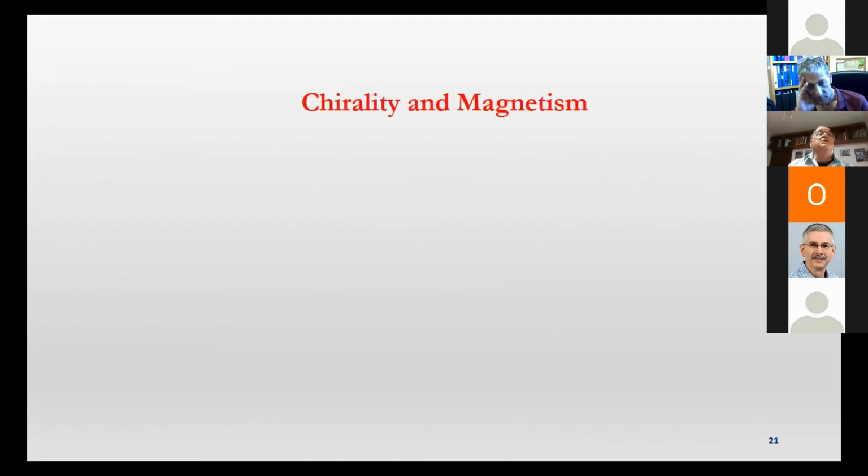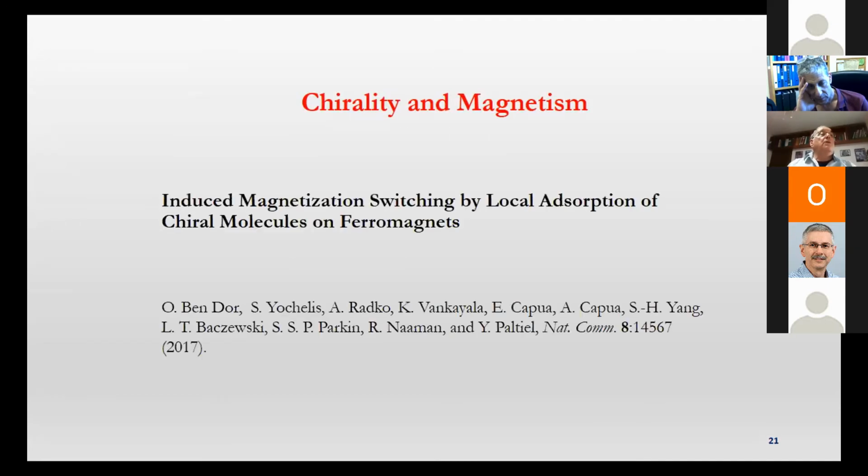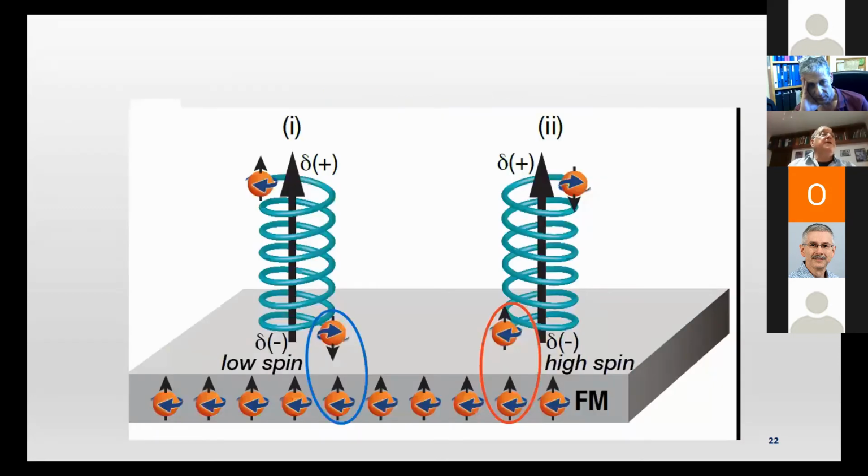Now I'll switch to some applications. So the first example is work that I did together with our chairman, Yossi Paltiel, and here what we did, we adsorbed chiral molecules on a surface. And I want to call your attention to the following model. What happens when a chiral molecule is approaching the surface?